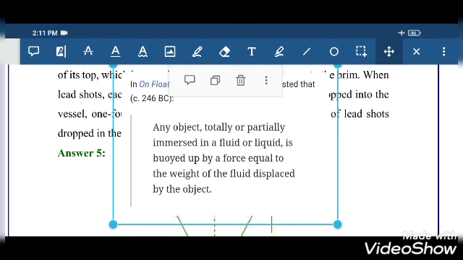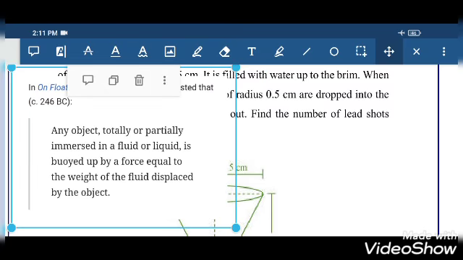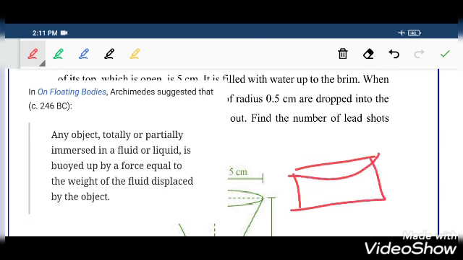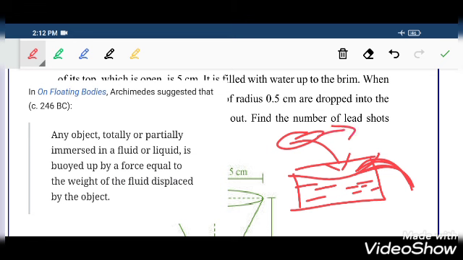Any object totally or partially immersed in a fluid or liquid is buoyed up by a force equal to the weight of the fluid displaced by the object. It is nothing but, for example, if you put any object, for example, this is a water container, one of the water containers, some of the water can be filled. So you need to put any object into this. So some of the water flows out. Okay. So the volume of the object is equal to the volume of the water displaced. This is the Archimedes principle.